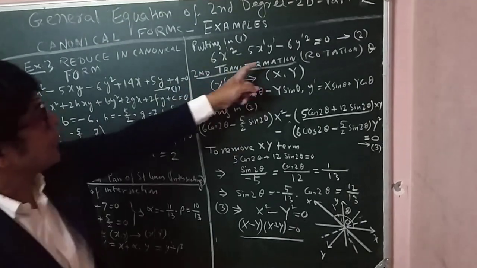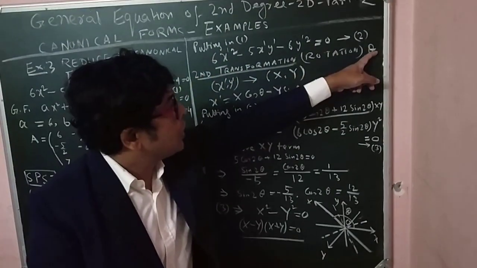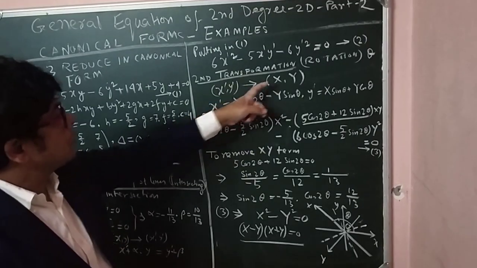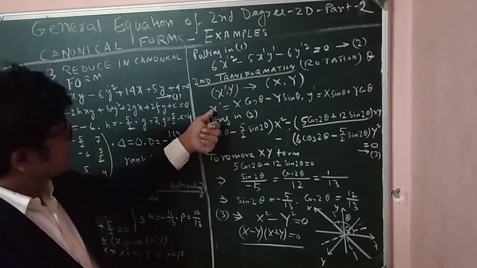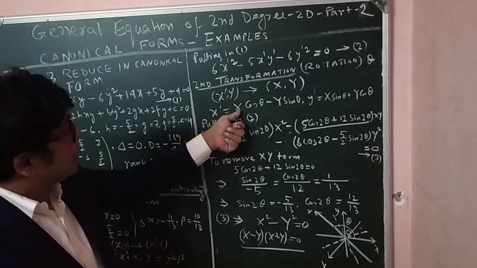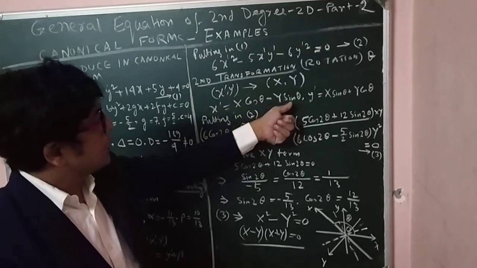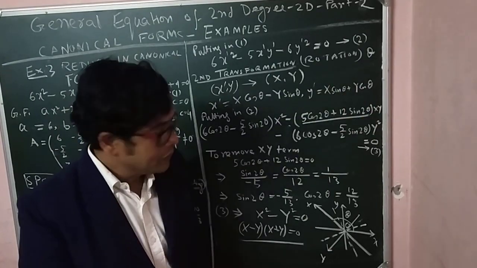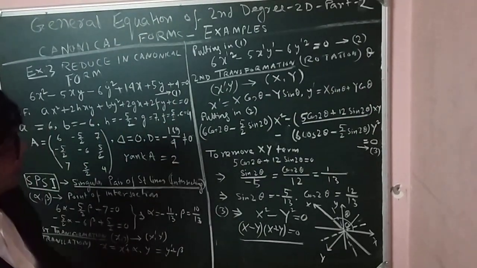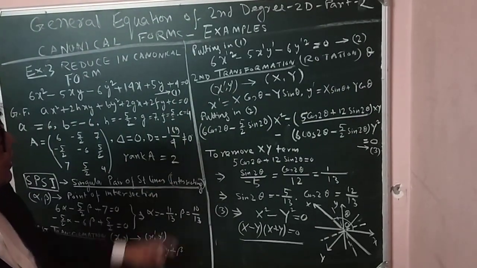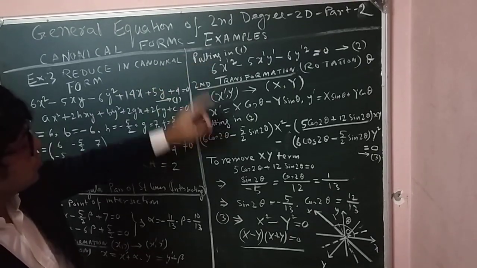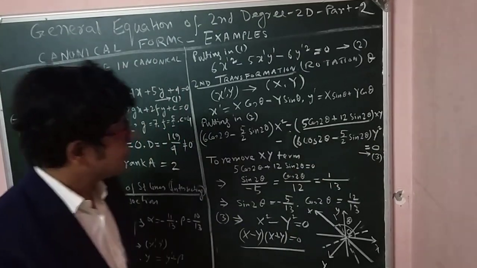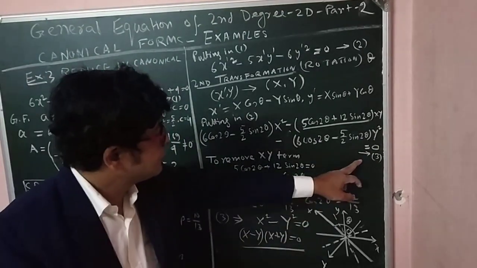After this, we make a second transformation through a rotation through an angle theta, changing from x dash y dash to capital XY. By the transformation rule, x dash equals capital X cos theta minus capital Y sin theta, y dash equals capital X sin theta plus capital Y cos theta. If you substitute in equation number 2, on simplification we will get equation number 3.